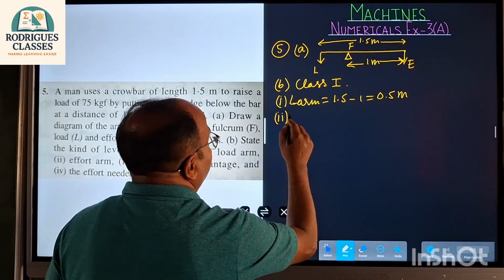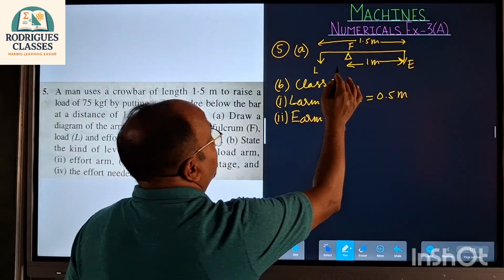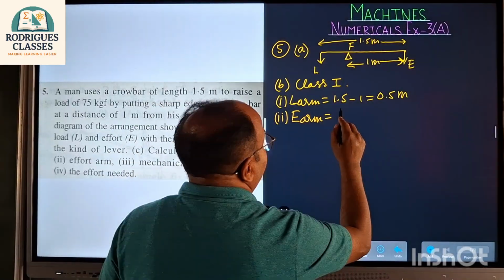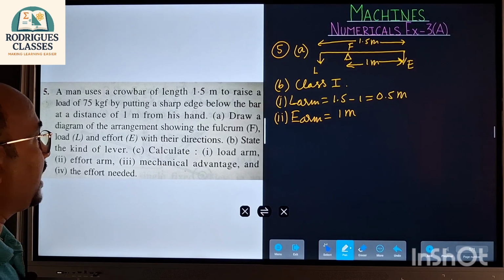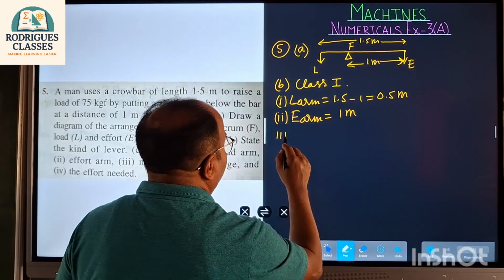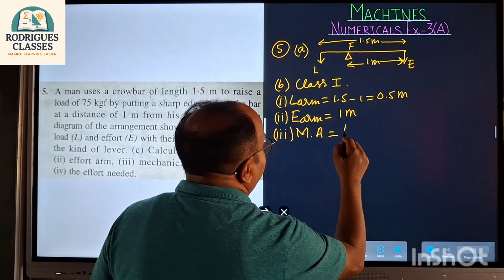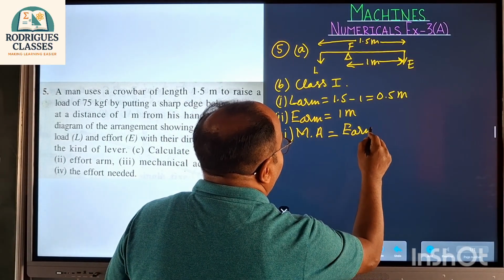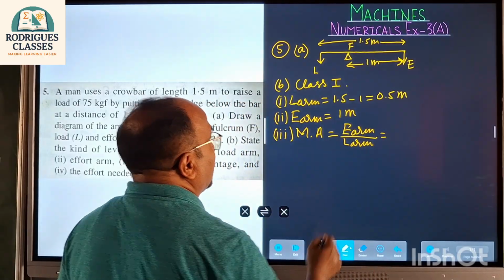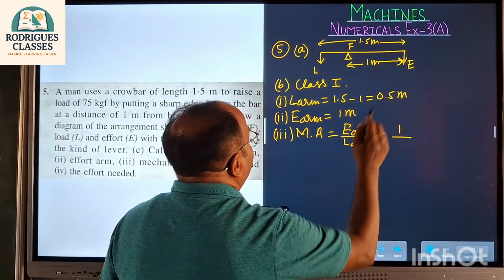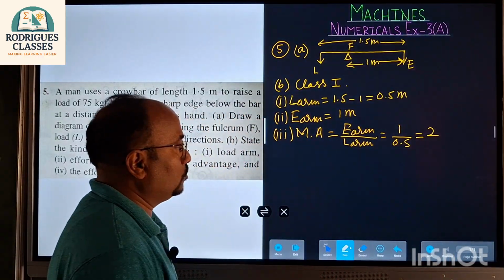Then we go to calculate the effort arm. So effort arm is fulcrum to the effort, which is already given to us, 1 meter. Then we have to find the mechanical advantage in the third part. So we write mechanical advantage equals effort arm by the load arm. Effort arm is 1 meter, load arm is 0.5. So you get it as 2.